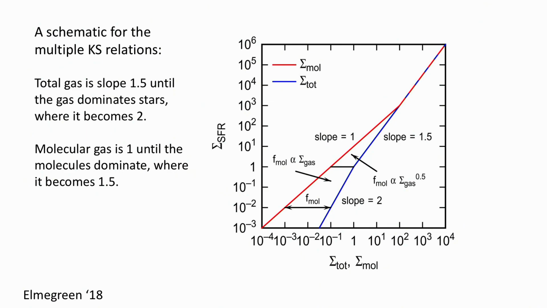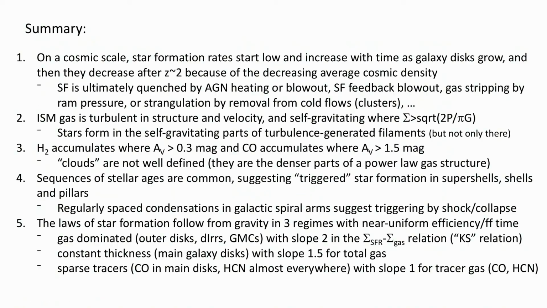So I'll leave you with the summary. My time is way over, but then I've had some questions already. You've seen about cosmic star formation. You've seen about ISM structure and turbulence and about molecules. You've seen the age sequences and the laws of star formation, which I think are mostly a result of gravity operating in a turbulent medium with the various selection effects from the tracers you happen to be looking at.